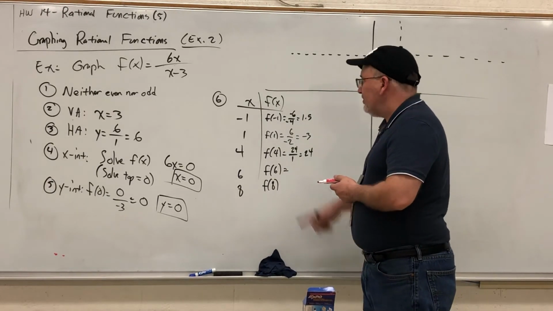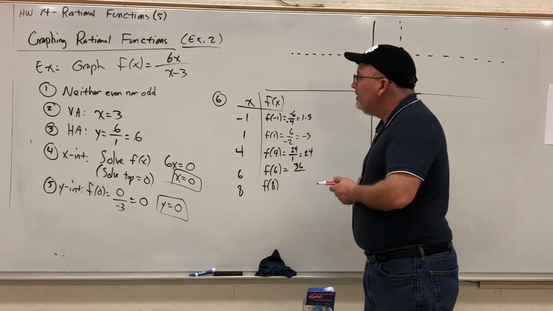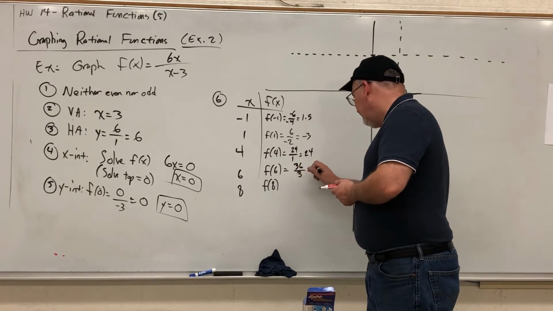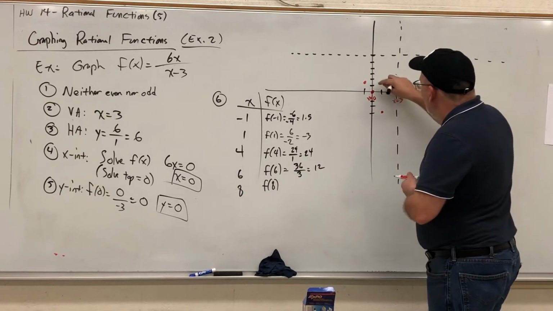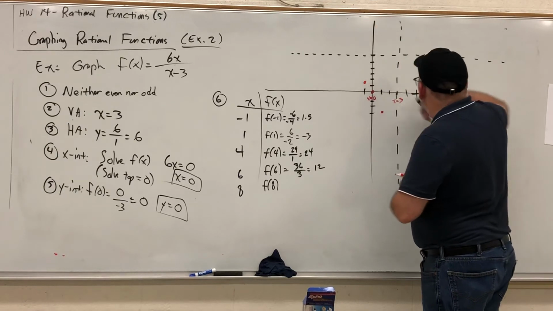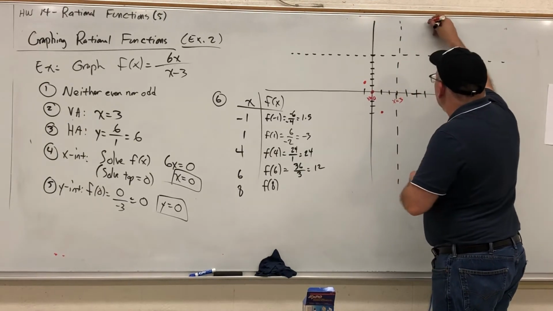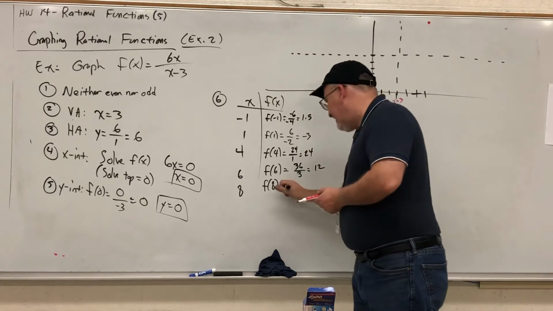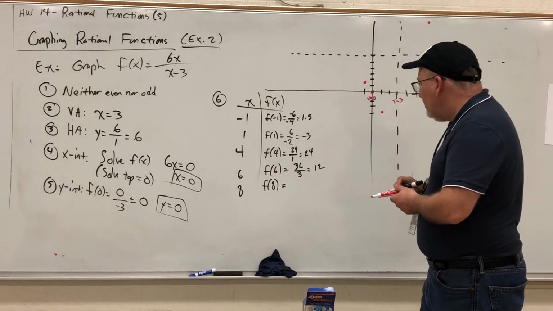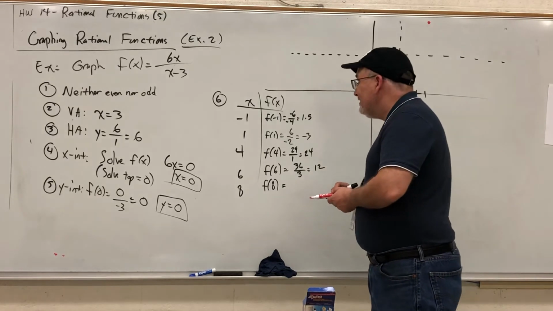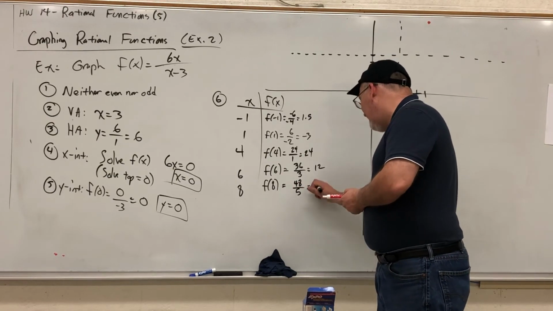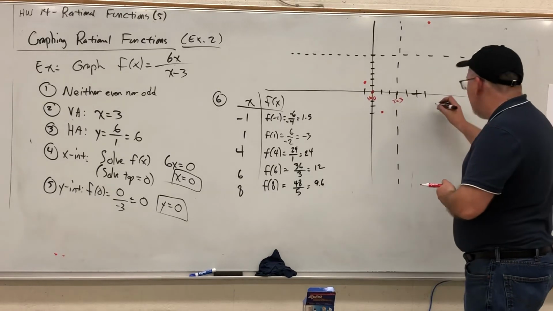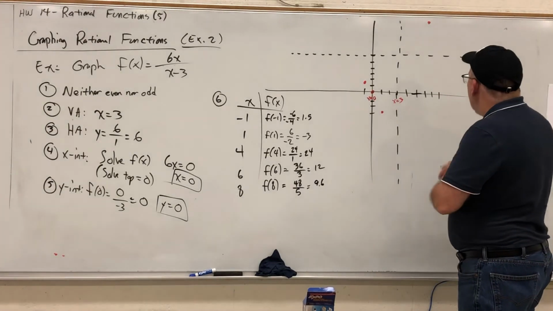If I put in 6, I'll get 6 times 6 is 36 on top. 6 minus 3 is 3 on the bottom. That's 12. So if we go over 6, I'm supposed to go up 12. 1, 2, 3, 4, 5, 6, 7, 8, 9, up here somewhere. See how accurate I'm being. I just need evidence, not accuracy. If I plug in 8, 6 times 8 is 48. That's kind of a large number, but 8 minus 3 is 5, and 48 divided by 5 is 9.6. So over 8 and up, not as high as this dot.